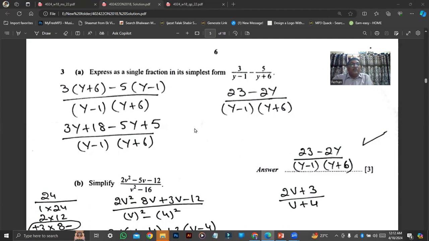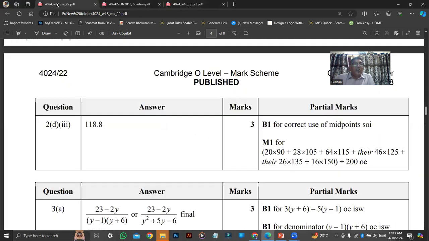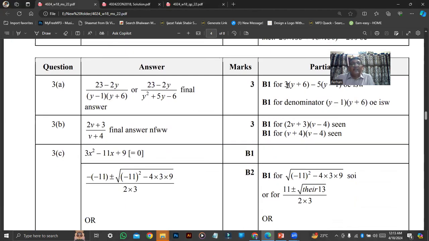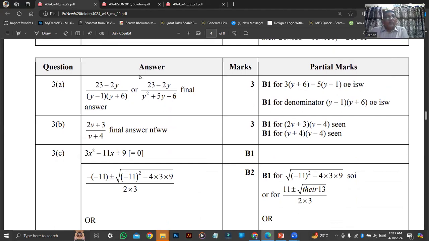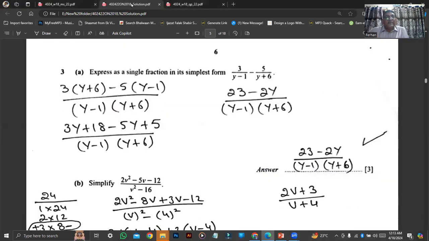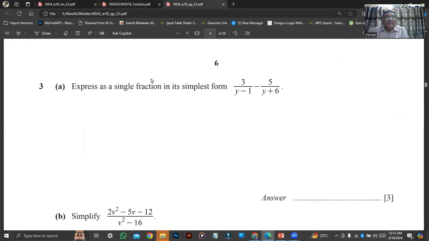So when you open this, you will get 3y plus 18 minus 5y plus 5, and in the denominator you still have y minus 1 and y plus 6. So 3y minus 5y is minus 2y, and 18 plus 5 is 23. So you will have 23 minus 2y divided by the two brackets, y minus 1 and y plus 6. This is how it is solved. I hope you understand. This is the right answer, sir. This is the solution. Let's go to the next part.